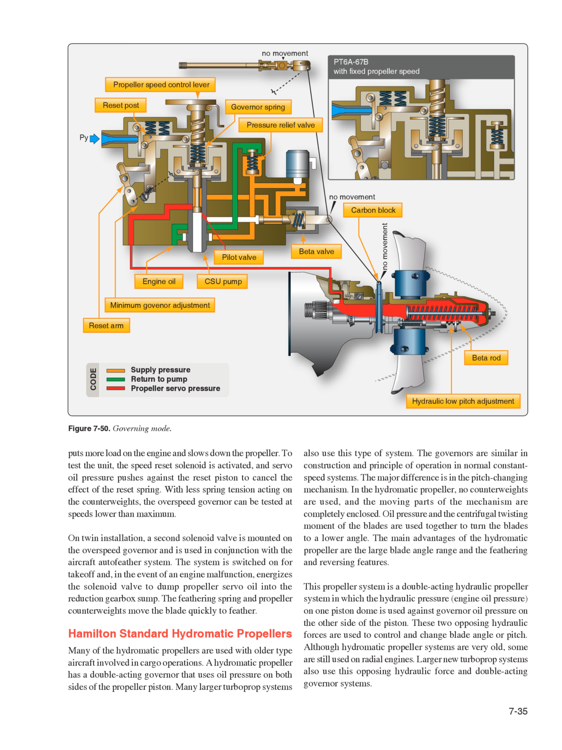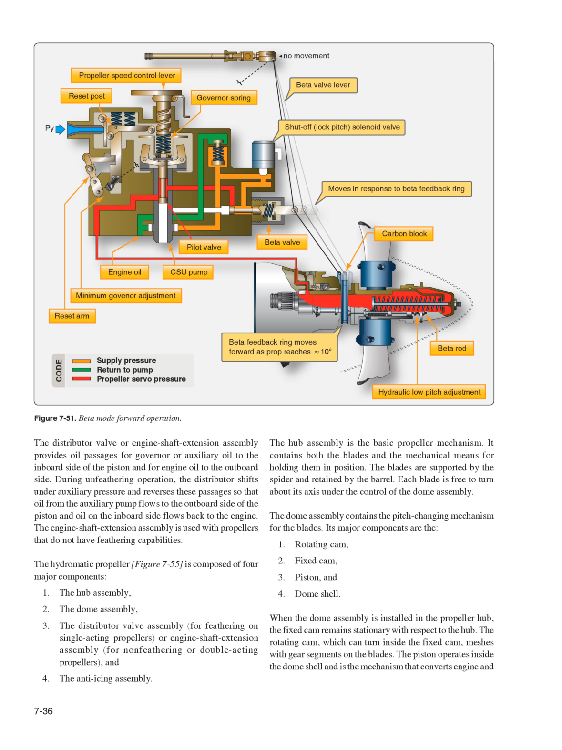Although Hydromatic propeller systems are very old, some are still used on radial engines. Larger new turboprop systems also use this opposing hydraulic force and double-acting governor systems. The distributor valve or engine shaft extension assembly provides oil passages for governor or auxiliary oil to the inboard side of the piston and for engine oil to the outboard side. During unfeathering operation, the distributor shifts under auxiliary pressure and reverses these passages, so that oil from the auxiliary pump flows to the outboard side of the piston and oil on the inboard side flows back to the engine. The engine shaft extension assembly is used with propellers that do not have feathering capabilities.